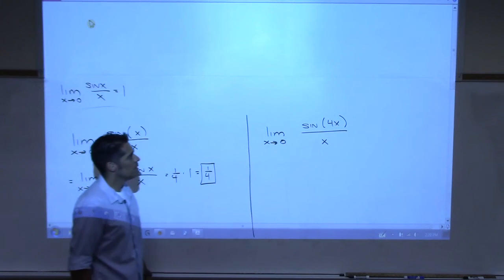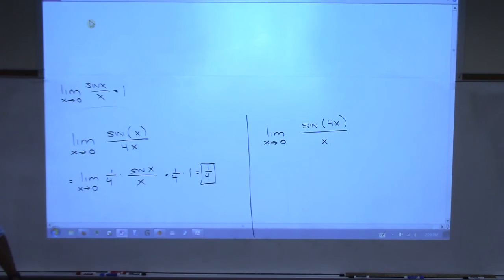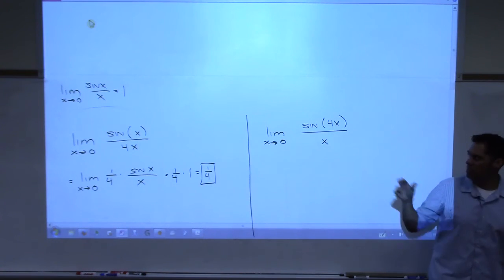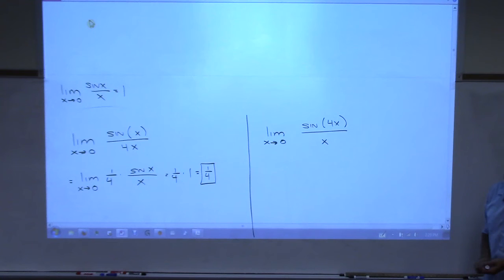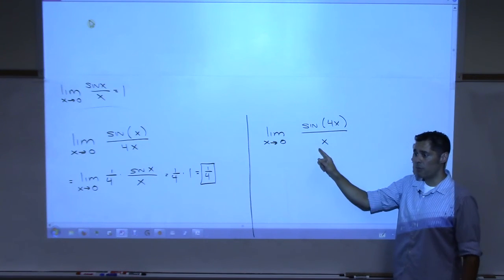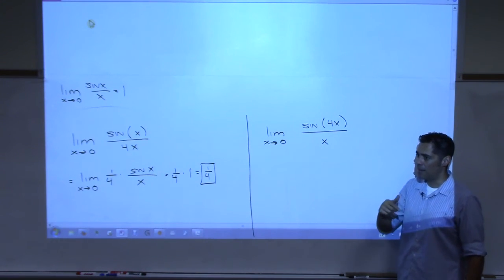Pull the 4 out, right? Can you pull the 4 out of the sine? You cannot pull things out of the arguments of trig functions because it's not multiplication. But you can multiply. I can just put a 4 here, or multiply by 1/4. I can do 4 over 4. I'm allowed to do that, and that's exactly what I'm going to do.